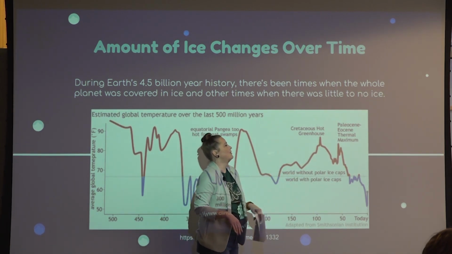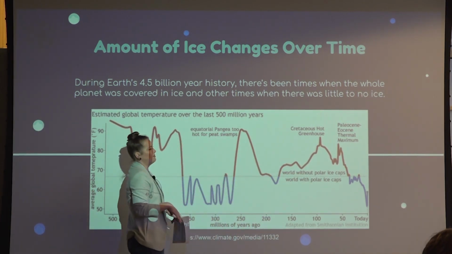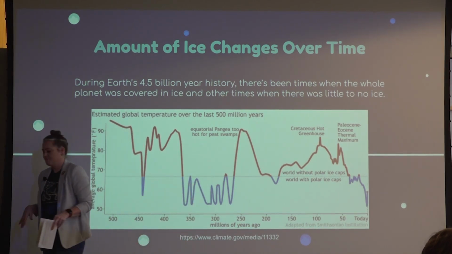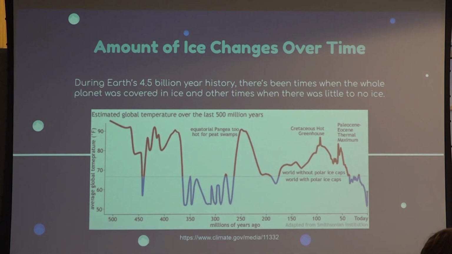And then of course you have the Cretaceous. The Cretaceous was much hotter than it is today. And then boom, that is when Pangaea was here. So this big supercontinent, the middle of Pangaea was basically too hot even for peat swamps. So you can see we've gone through a lot of cycles of ice and no ice over the last 500 million years, which this graph is showing.